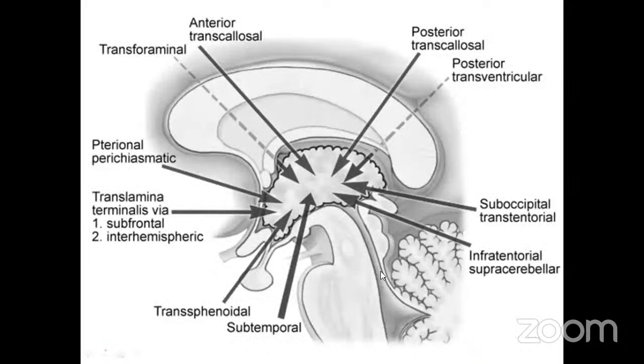So here is a diagram to summarize the different approaches to the third ventricle, our center where we want to go. We can go subtemporal, transsphenoidal, translamina terminalis, via the subfrontal or interhemispheric approach. We can go perichiasmatic, transforaminal, anterior transcallosal, posterior transcallosal. We can go suboccipital transtentorial or infratentorial supracerebellar. These approaches are usually used for pineal lesions or quadrigeminal plate tumors.